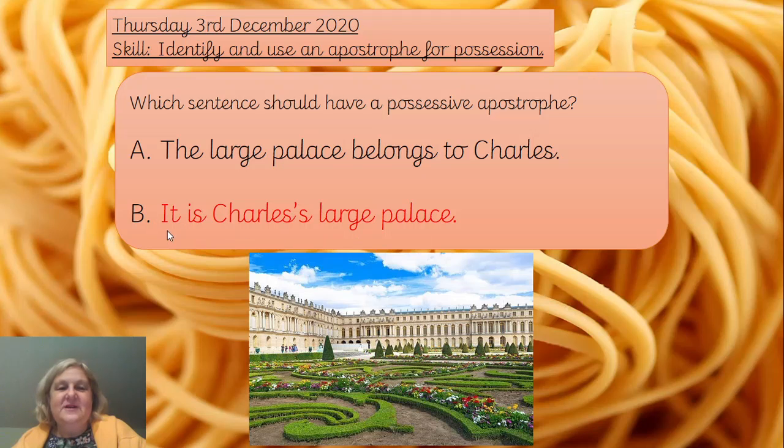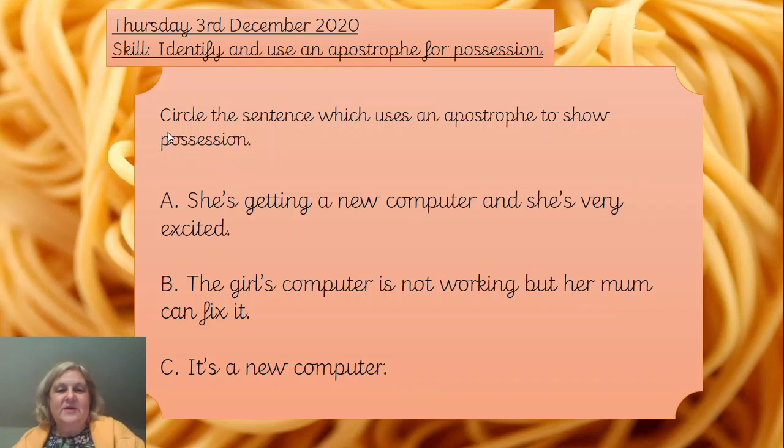And it's this one, it is Charles's last palace. It's the palace that belongs to Charles. And now we're going to have a look at the sentence which uses an apostrophe to show possession again.